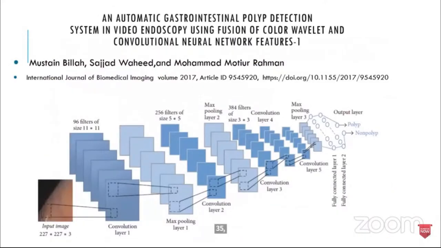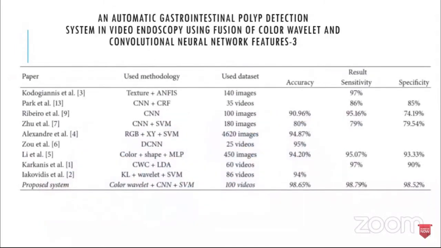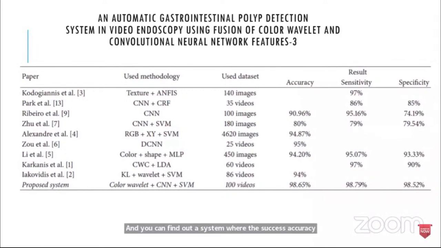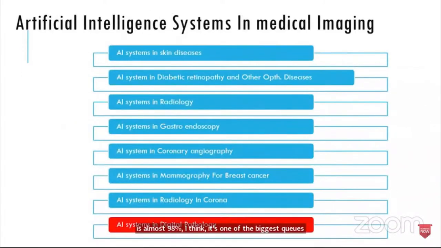So, this is trying to show you how automatic gastrointestinal polyp detection can be done with AI, and I think it is giving a lot more success. You can find a system where the accuracy is almost 98%. I think this is one of the biggest triumphs for detection of colonic polyps.